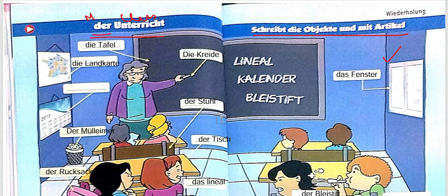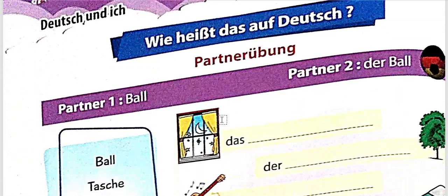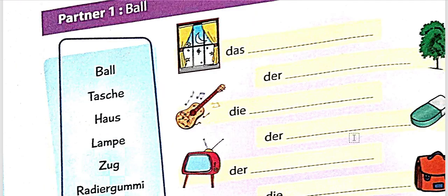Calendar is already given, and now we can move ahead. Wie heißt das auf Deutsch? That means, what do we call that in German? It's partner activity again. So, like the first one says ball, so the second one should say the article. So, first one says just the word, and the second one has to tell the article. Things are already given on the screen.